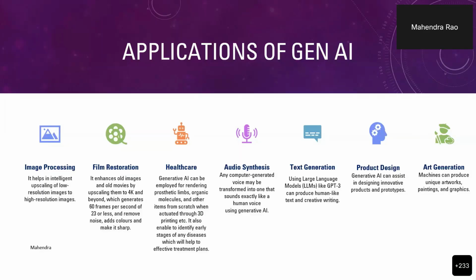That leads me to talk about some of the applications in which generative AI is being used. Take image processing, for example. A lot of apps generate images from low-resolution ones. In olden days we had some limitations in taking photographs, but with generative AI and image processing, we can create high-definition, high-resolution images.